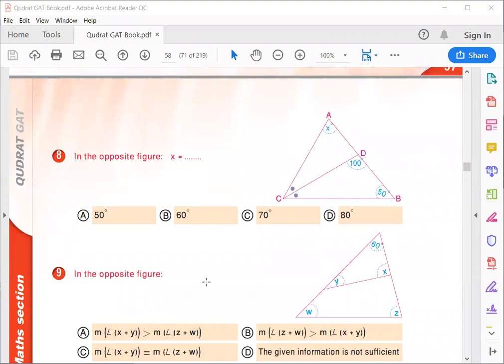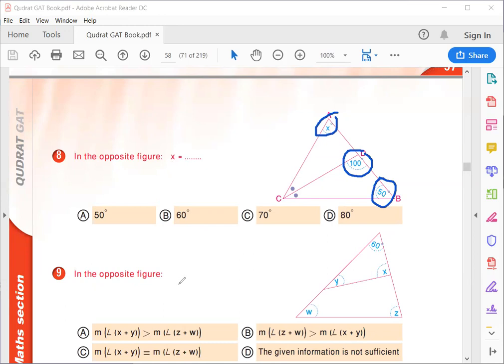In the opposite figure, I have here 50, and here 100, and here x, right? He said in the opposite, we want x here.